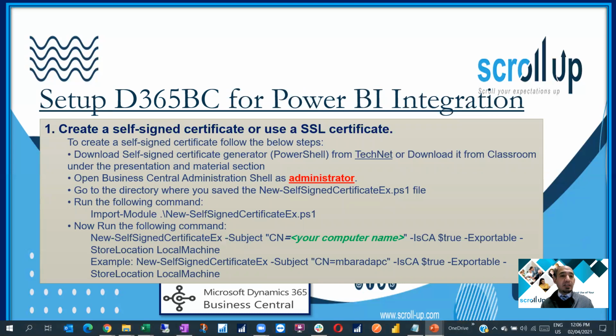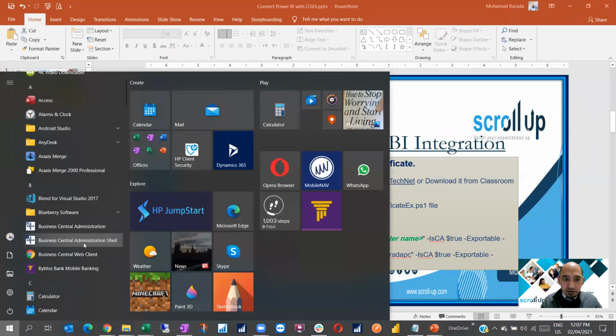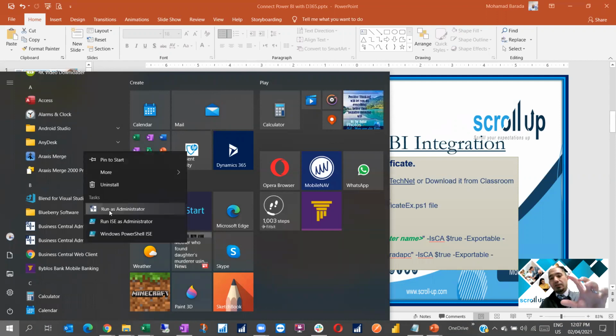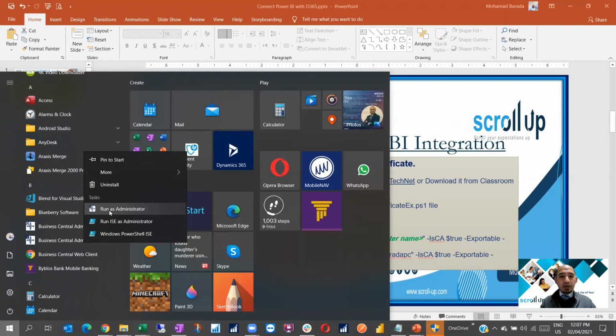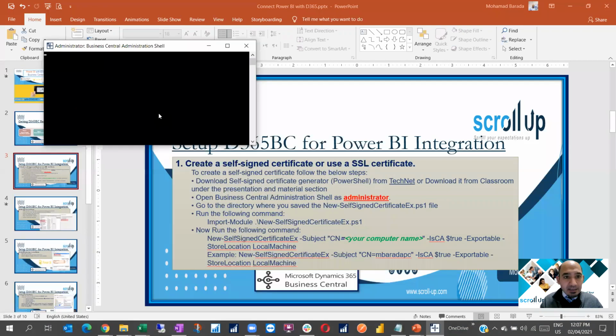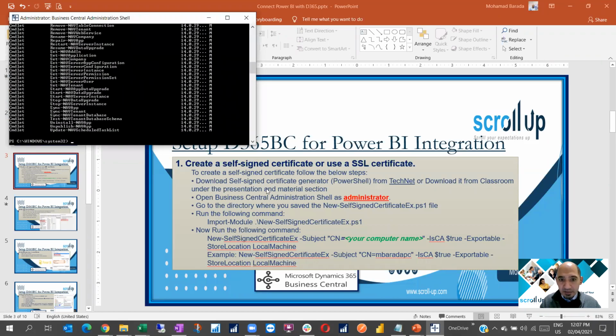As we see here on the screen, the first step is to go to Business Central and run the Business Central administration shell as administrator. It's very important to run it as administrator. I'm going to show you how we do this. We go to Start, find the Business Central administration shell, right click and run as administrator. You will get a pop-up asking if you would like to give permission for this application. Yes. Now I have my Business Central administration shell in the administrator role.